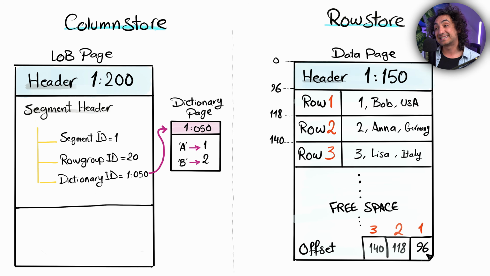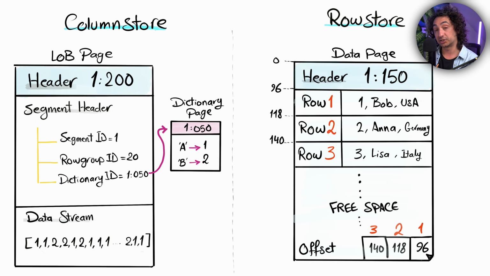And beneath the segment header, we now have the important place where our data can be stored. We have the data stream. It is like a sequence of IDs from the dictionary that represents the values of the columns side by side. And of course, we cannot fit the whole 1 million rows inside this data stream, so we're going to have multiple LOB data pages. So this is exactly how SQL stores your data if you decided to go with the Columnstore.